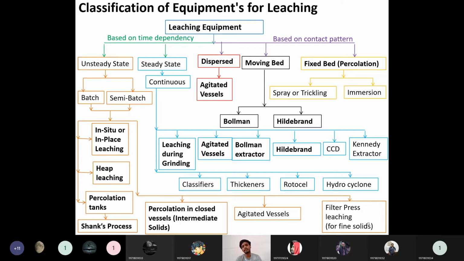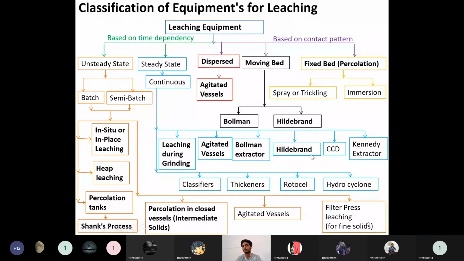Inside this steady state also, there are agitated vessels, which can be operated in a continuous manner. Agitated vessels can be operated in a batch fashion, semi-batch fashion and continuous fashion. So all three operations are possible inside the agitated vessel. Then the next one is the Boltzmann extractor, a continuous extractor.